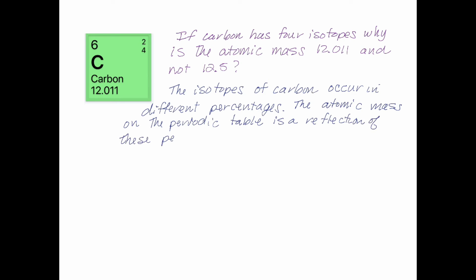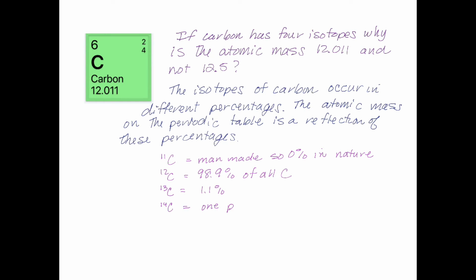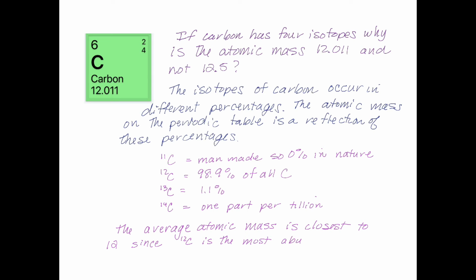So carbon 11 is man-made, and it's basically found 0% in nature. Carbon 12 is 98.9% of all carbon. Carbon 13 is 1.1%, and carbon 14 is only 1 part per trillion, so it doesn't really impact the mass. The average atomic mass is always going to be closest to 12, since carbon 12 is the most abundant isotope, and that's always going to be true.